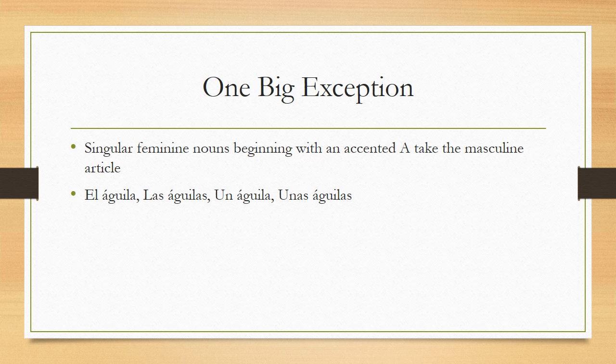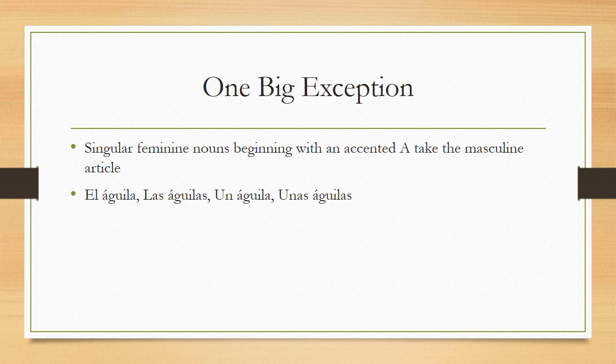Because that S is in there, you no longer have that problem. Un águila, so there it took the masculine one again, and then unas águilas, so now it's back to the feminine. So it's only when they're singular that they take the masculine article. They're not masculine nouns, it doesn't make them masculine, but they just take the masculine article because it sounds bad to say la águila.